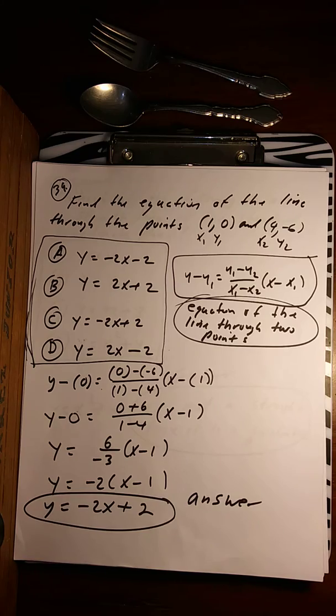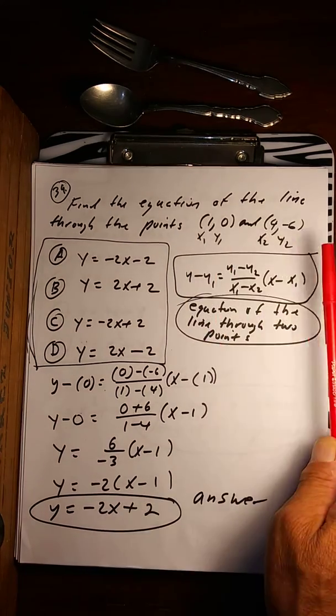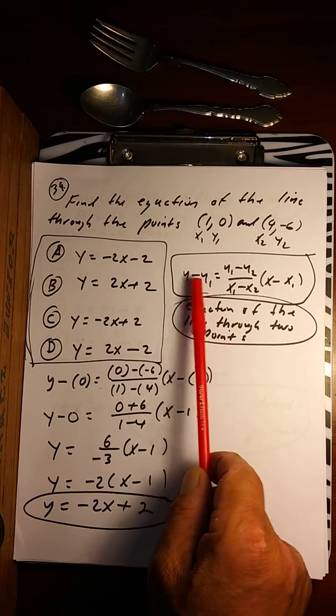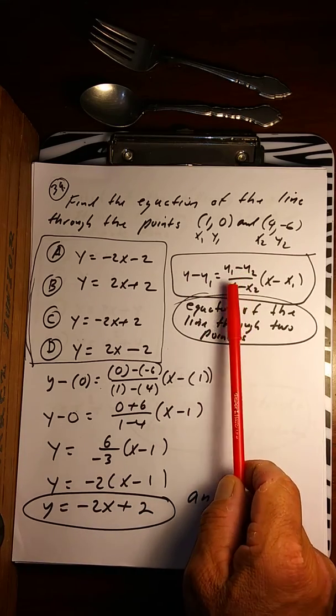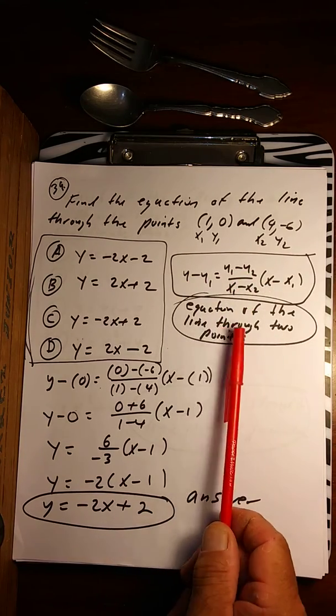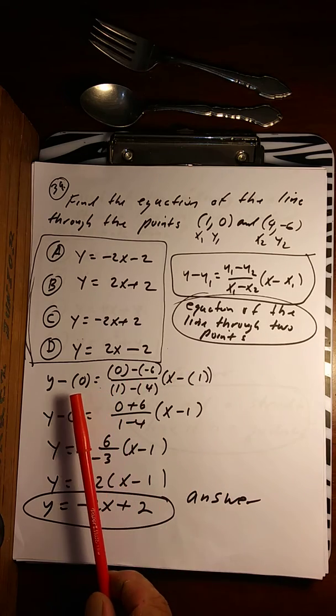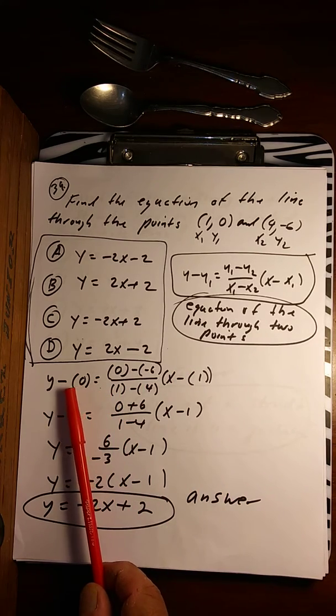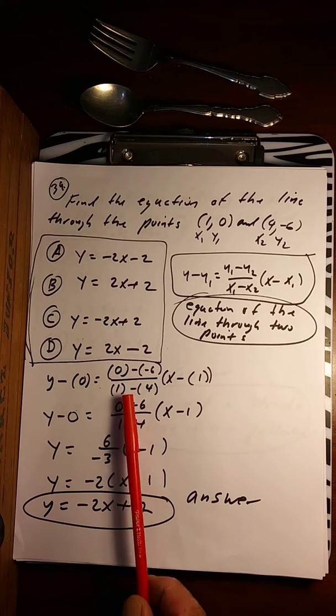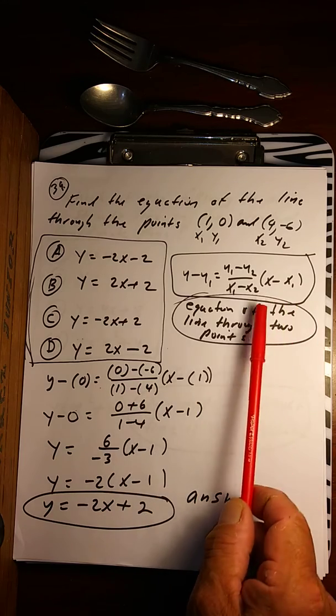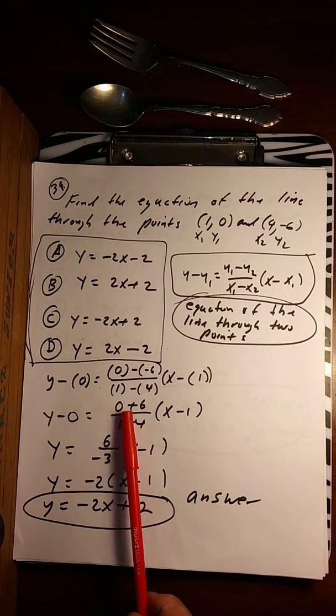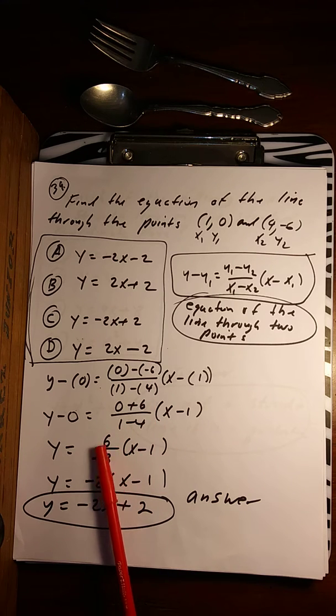Find the equation of the line through the points (1, 0) and (4, -6). So here's the formula: y minus y1 equals y2 minus y1 over x2 minus x1, times x minus x1. Equation of a line through 2 points. Put the numbers in there. Put y minus 0, 0 minus minus 6, and then 1 minus 4. So 0 plus 6, negative negative is plus. So we have 6 over negative 3. That's going to be -2.